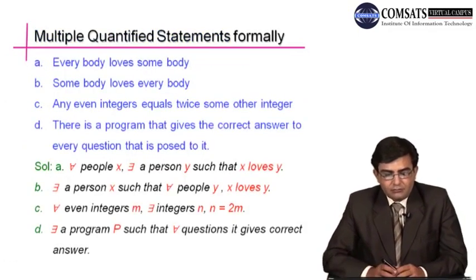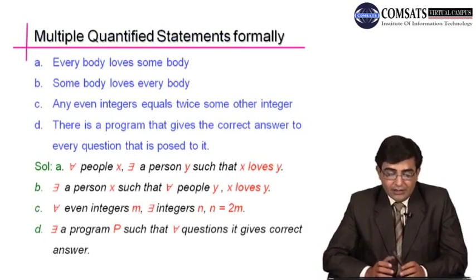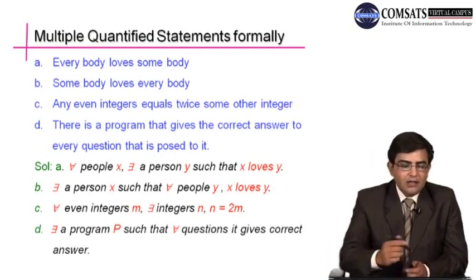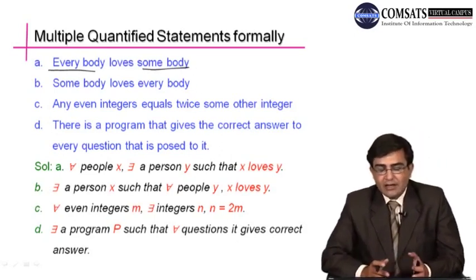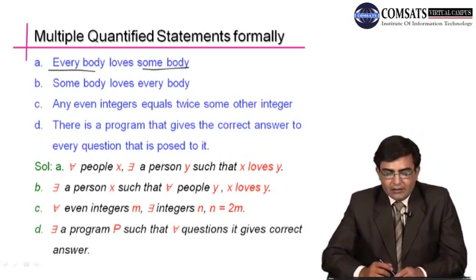Now we consider an example in which we shall write some informal statements by using multiple quantifiers, for all and there exists. For example, in part A of this example, we have: everybody loves somebody. Here everybody will be used in the sense of the universal quantifier, that is for all, and somebody here will be used as there exists, or the existential quantifier. So how to translate this statement into a formal statement in logic?